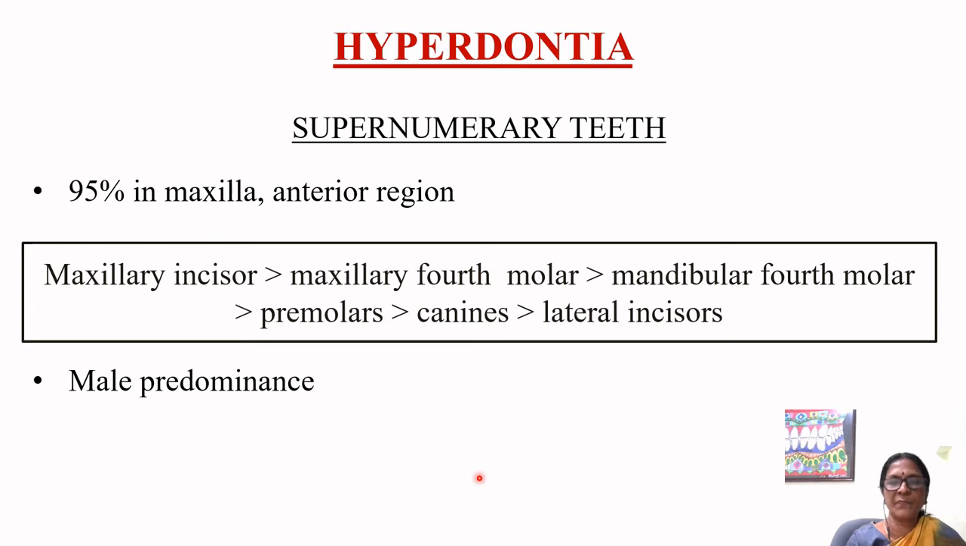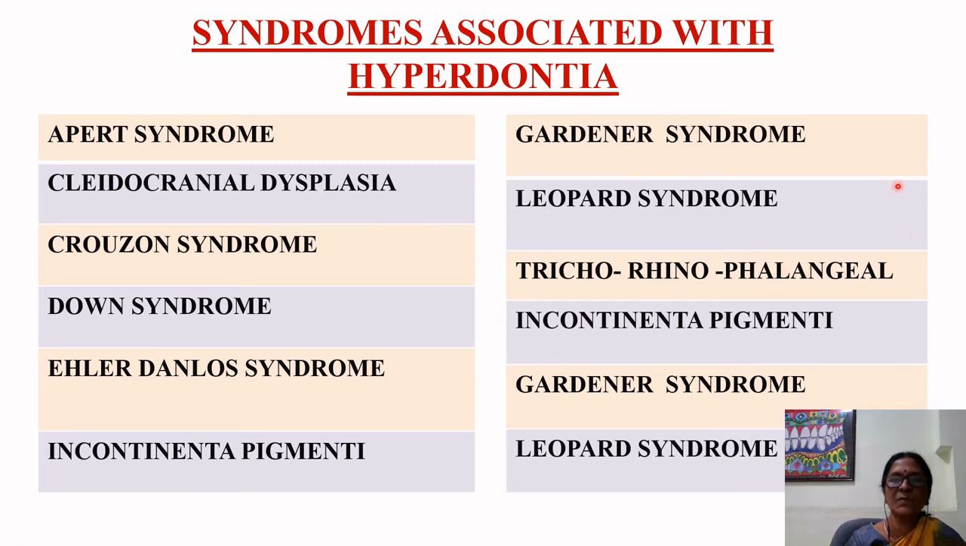Hyperdontia, that is more number of teeth, supernumerary teeth, 95% in the maxilla, that is the anterior region. Order of predilection: maxillary incisor region, maxillary fourth molar region, mandibular fourth molar region, premolars, canines, and the lateral incisors. Here you see a male predominance. The syndromes associated with hyperdontia are Apert syndrome, cleidocranial dysplasia, Crouzon syndrome, Down syndrome, Ehlers-Danlos syndrome, incontinentia pigmenti, Gardner syndrome, Leopard syndrome, and trichorhinophalangeal syndrome.